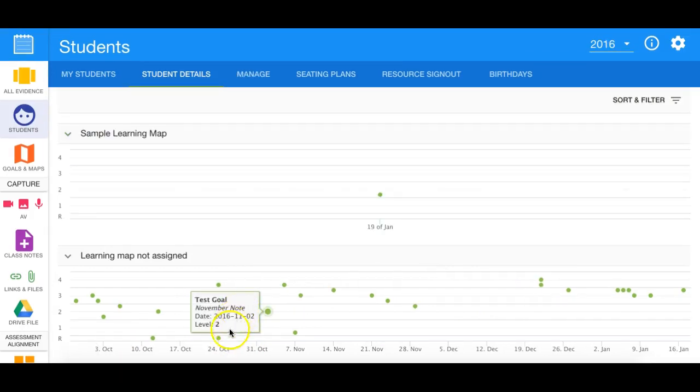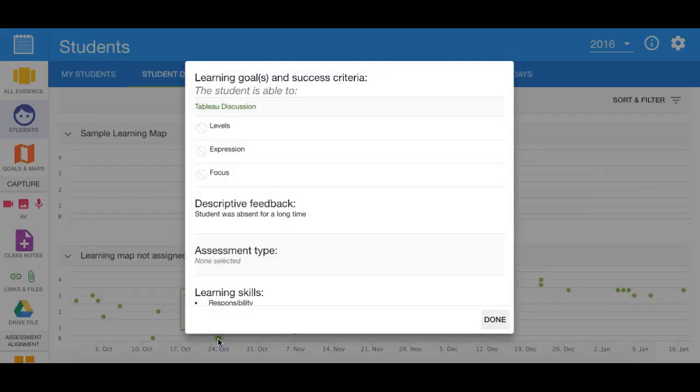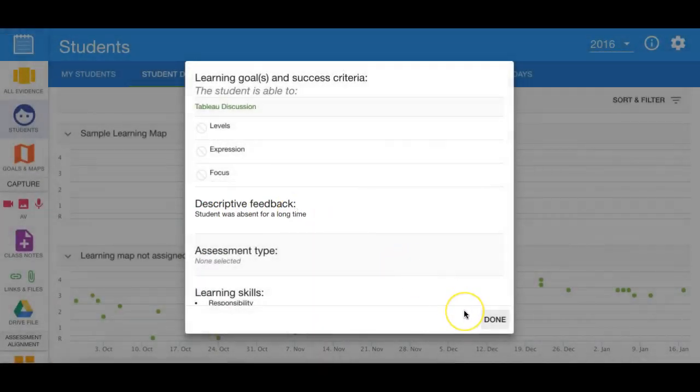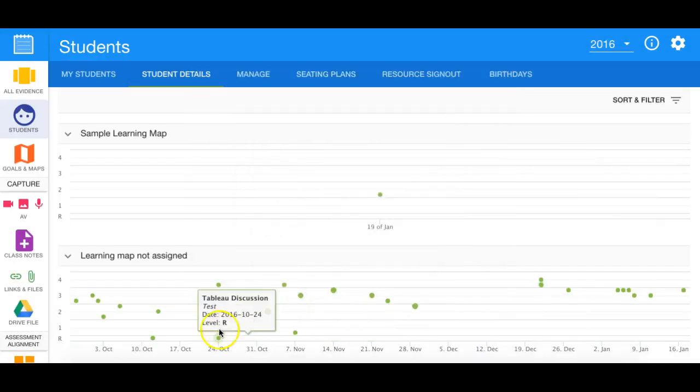For this particular level R, for example, I noticed that the student achieved that level because they had been absent for a long time. I would also make a note to myself to return to this goal and criteria to provide the student with another opportunity to demonstrate their learning.